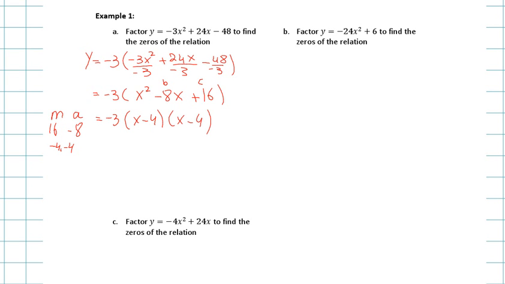Do we understand what's going on here? Because if we don't, we're in big trouble. Okay. Now, so what are your zeros? Negative 4 and 4? Where's my 0? No, it's positive 4. So positive 4 for this one.